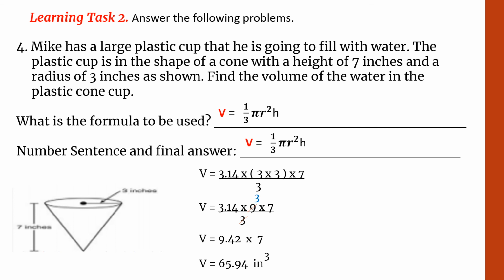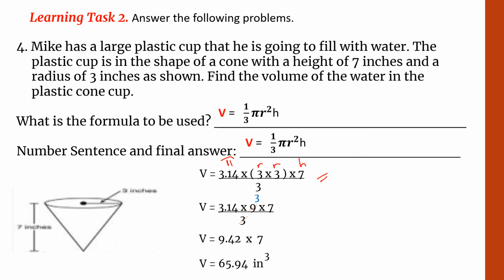So, 1/3 ay di all over 3 tayo. And then pi, ano ang ginamit natin sa pi? Ito yung ating pi, 3.14. And then r squared, since the given radius is 3, so ito yung r, and then another r. And then h, ito 7. Ito yung nag-replace na tayo ng corresponding values for r and h.